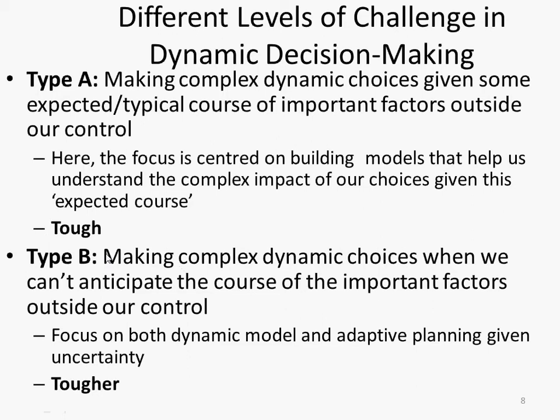So here we're trying to make complex dynamic choices, and we need a model to help us understand the complex impact of our choices. Fair enough, and to look forward given where we are now. But the problem is that we have a real dependence of how the system will evolve, how our simulated system will evolve, on factors that are outside our control and could vary really widely, could vary in ways that we can't exactly anticipate, and where it's not safe to simply plan around some expected course, some typical case.